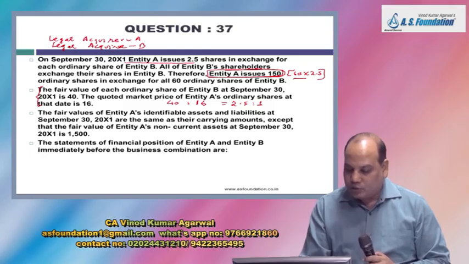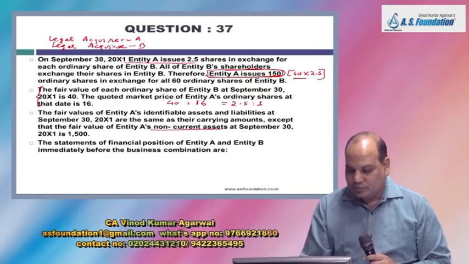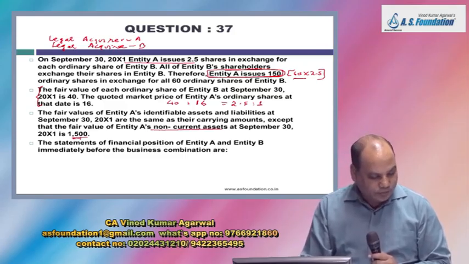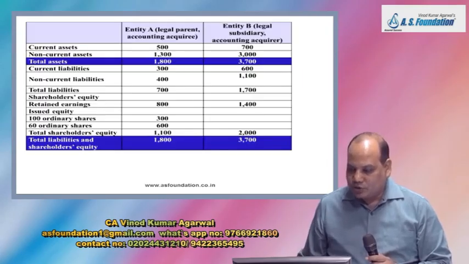Then the fair value of entity A's identifiable assets and liabilities on 30th September 20x1 are the same as their carrying amount except the fair value of entity A's non-current asset, which is valued at 1500. So you tick mark entity A second line non-current asset, which is appearing 1300 below in the balance sheet. Can you see this 1300 here? Tick tick. It will become 1500.